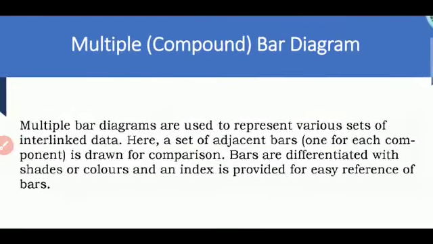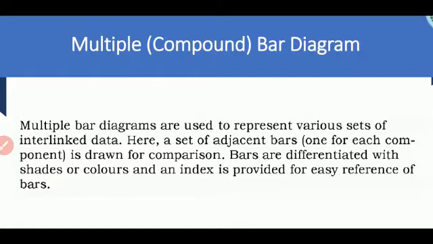Under one dimensional diagrams, the next type is called the multiple or compound bar diagram. So what is this multiple and compound bar diagram? Here you have multiple bars together. Multiple bar diagrams are used to represent various sets of interlinked data. Here a set of adjacent bars, one from each component, is drawn for comparison. Bars are differentiated with shades or colors, and an index is provided for easy reference of the bars.